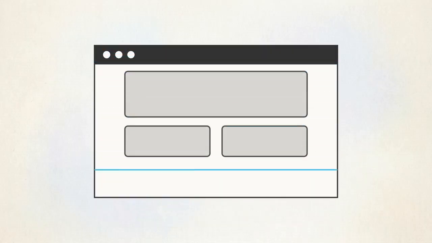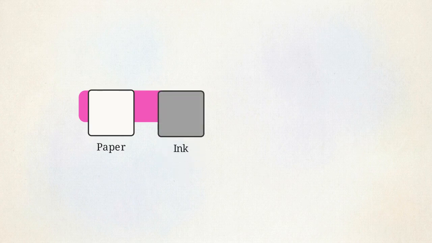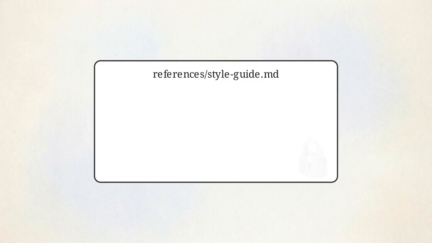This shows a headless browser scanning a live web page. It parses the document object model, pulling the exact hex codes from your CSS buttons and scraping the font family from your headers. It then maps these elements into distinct semantic tokens: paper for backgrounds, ink for primary text, muted for secondary data, and accent for focal points.